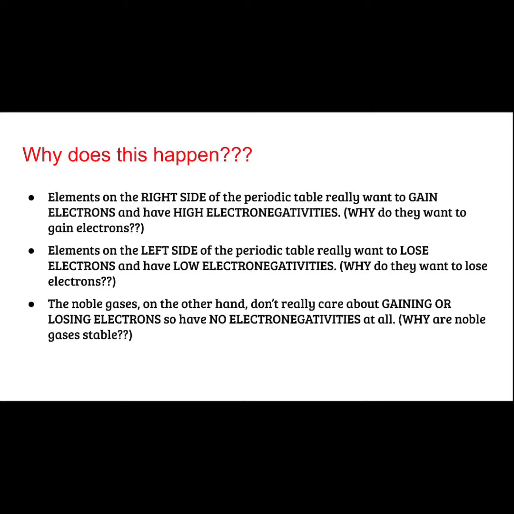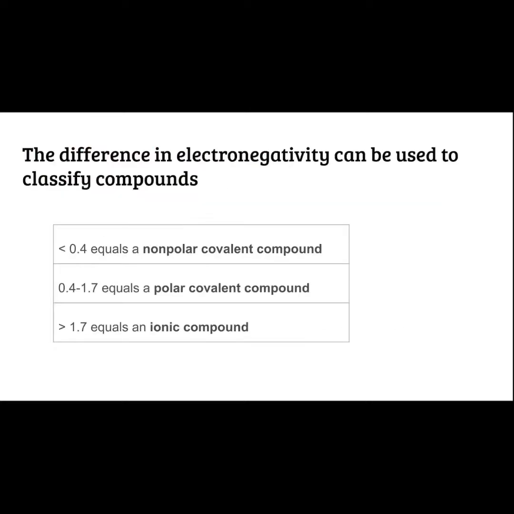Why does this happen? Elements on the right side of the periodic table really want to gain electrons. Elements on the left side really want to lose electrons. Noble gases don't need to gain or lose, so they're stable, they don't change. This really just happens because elements want to have a full valence shell, and to get to that full 8 in their valence shell, they have to gain or they have to lose electrons.